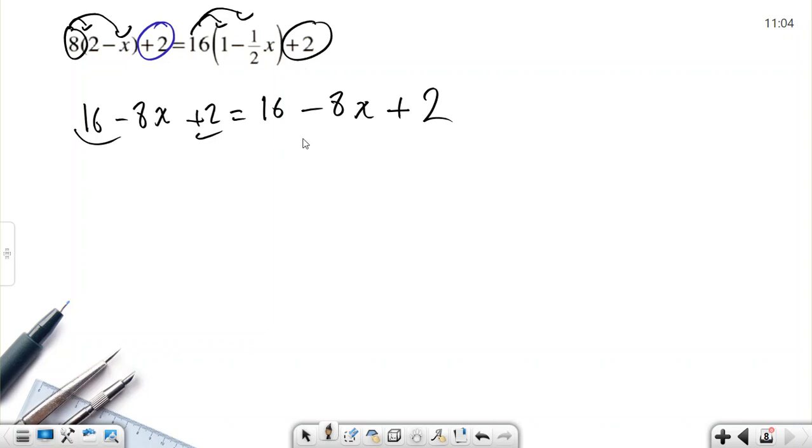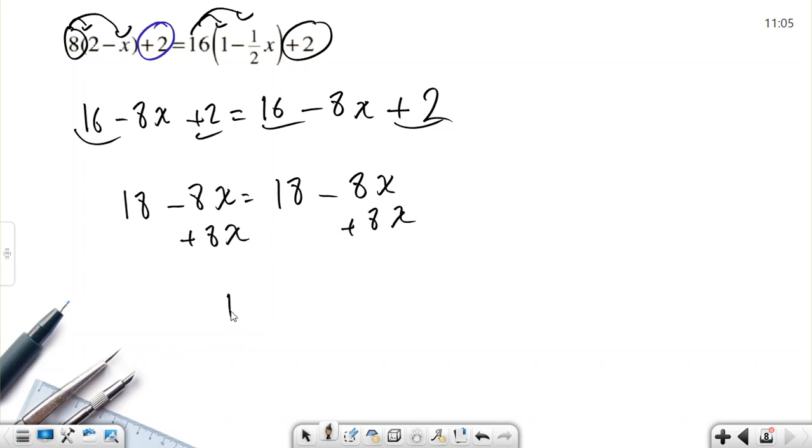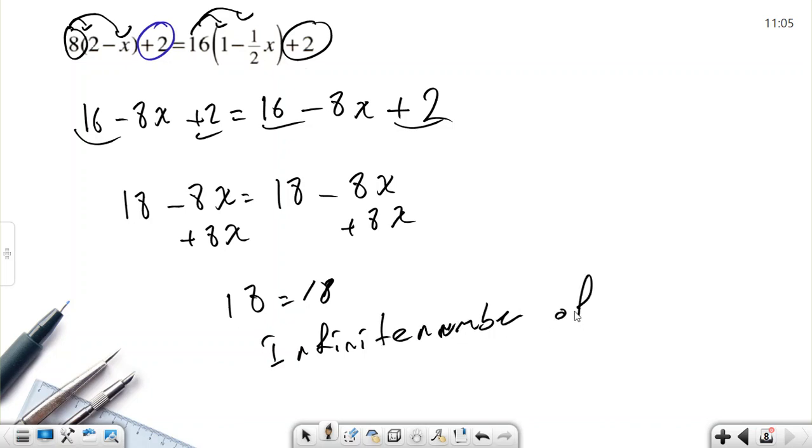So let's combine the like terms. As you see, these are like terms. 18 minus 8x is equal to 18 minus 8x. So I can add plus 8x to both sides. 18 is equal to 18. As you see, there is no variable left and they are equal. So we can say infinite number of solutions.